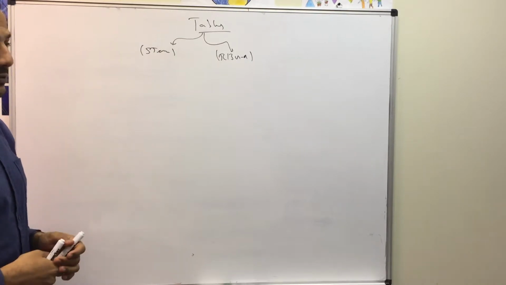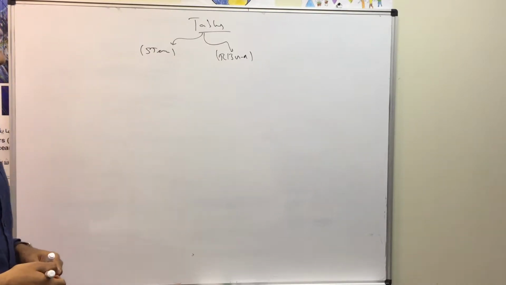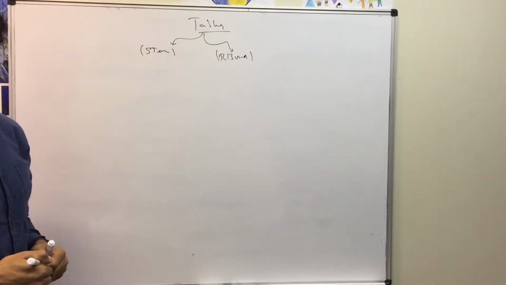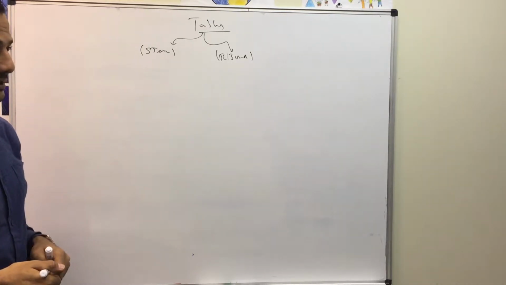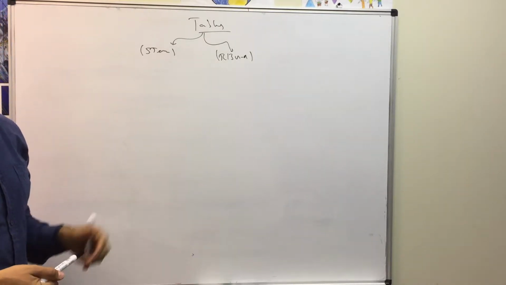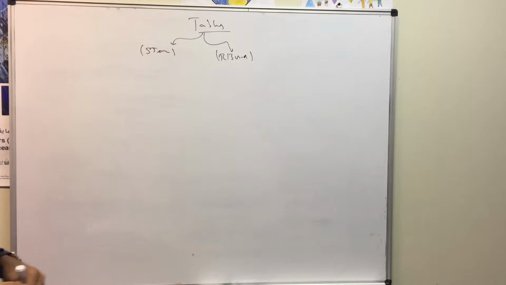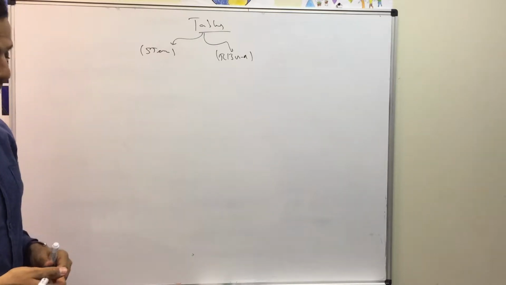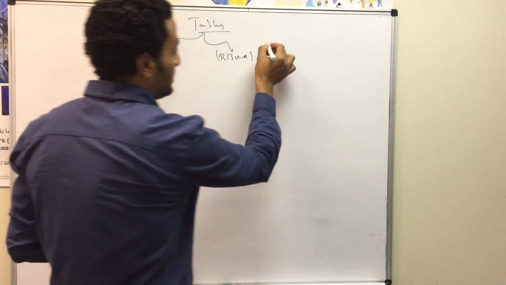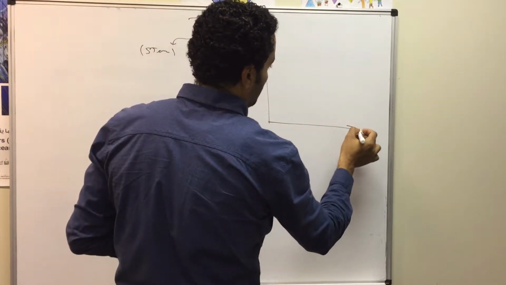For steam we have three tables. One table is for the subcooled region or compressed liquid zone, two tables are for the saturation zone, and one table is for the superheated zone. In the case of refrigerant 134A, we don't have a table for the subcooled region, but we do have two tables in the saturation zone, and one table for the superheated zone.